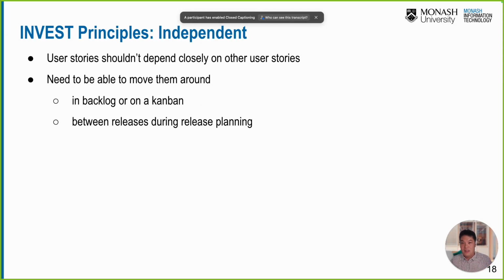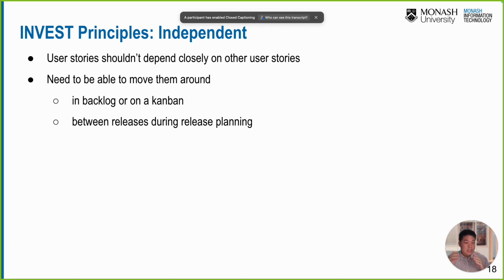Okay, and what does it mean by independent? It shouldn't depend closely on another user story, right? It should be able to move them around in the backlog or in the Kanban or between releases during release planning. For example, what is considered a non-dependent user story? As a user, as a client, I want to print the receipt after the checkout, after the payment is complete.